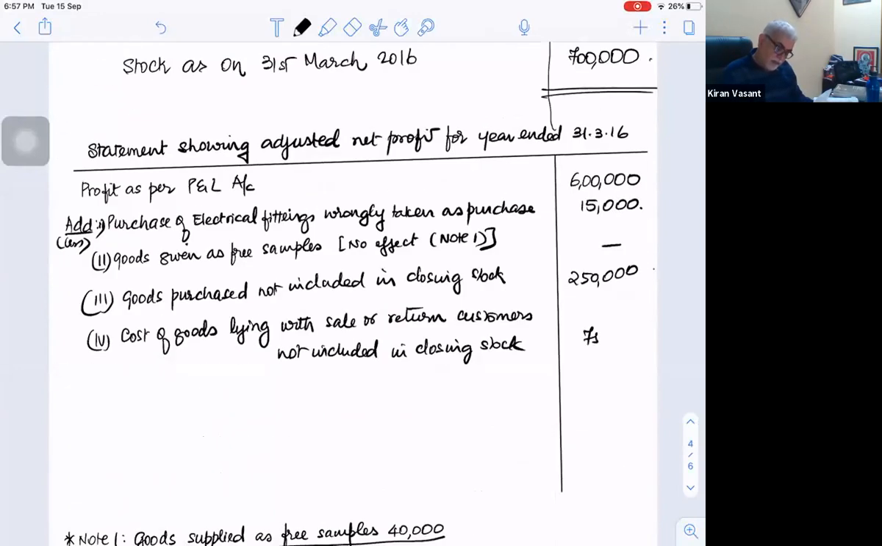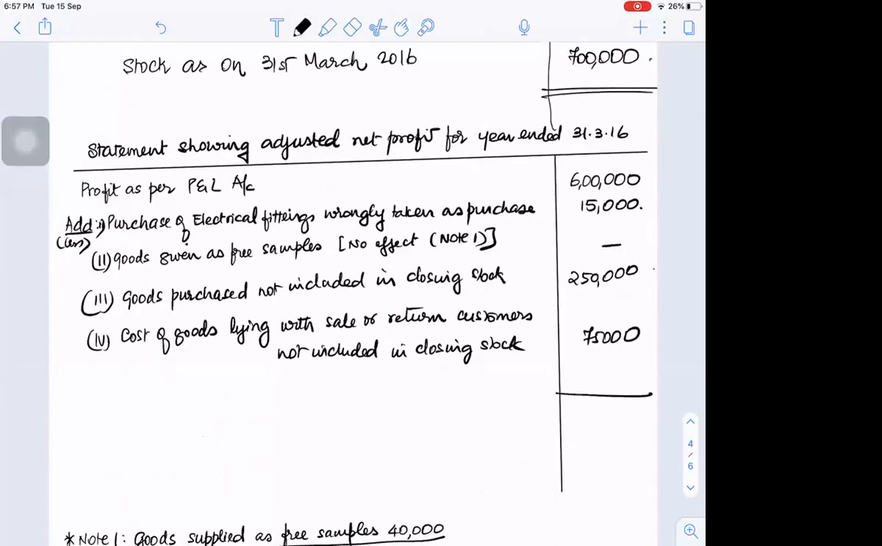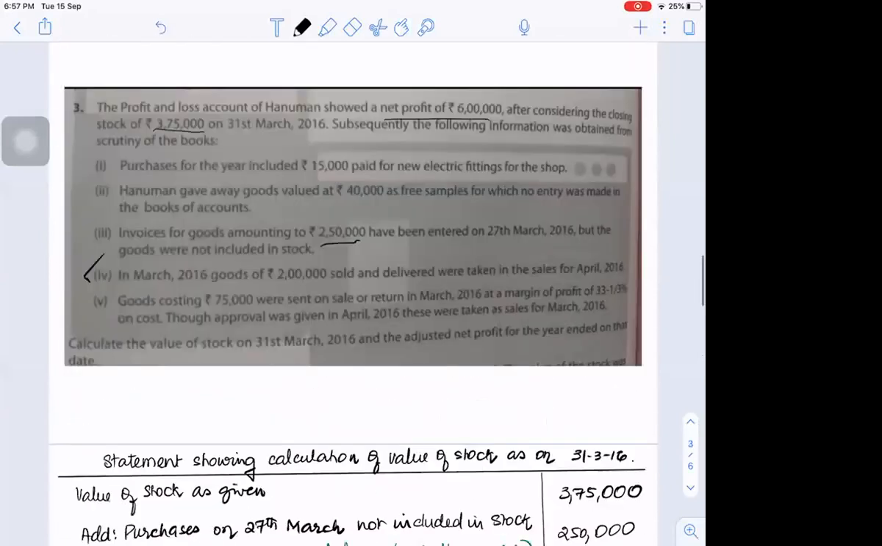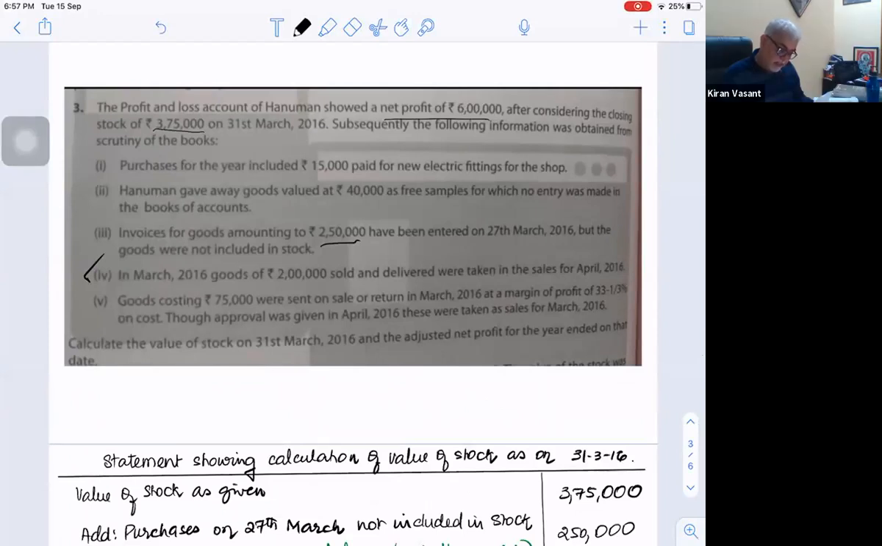75,000. How much is the total, ma'am? 9,40,000. So what about the gross profit of 33.5%? That should be considered only when the sale price is given. Here they have said goods costing, no. So not to worry about it.